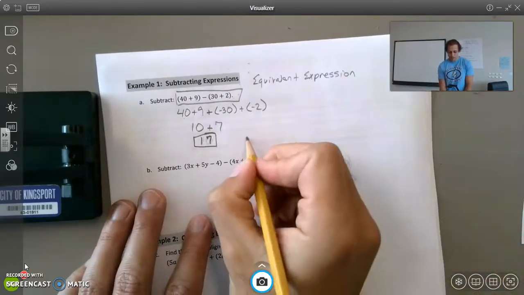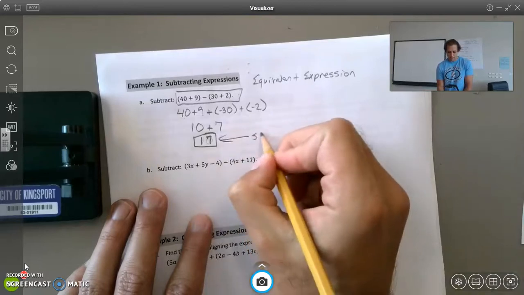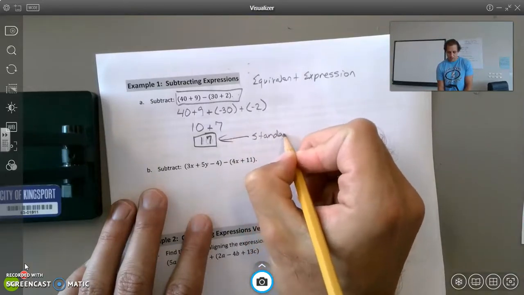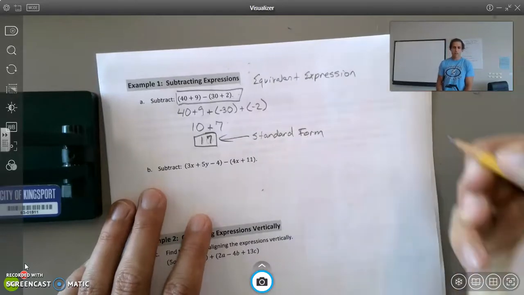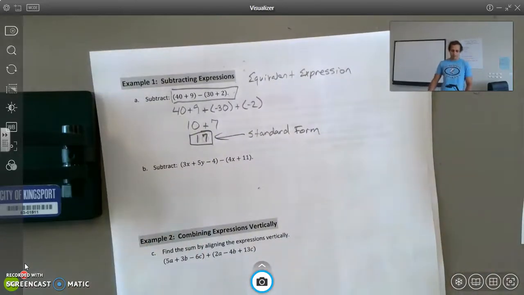We would call this simplified version standard form, meaning all like terms have been combined, and now we're in standard form. We'll see standard form with a variable in just a minute.